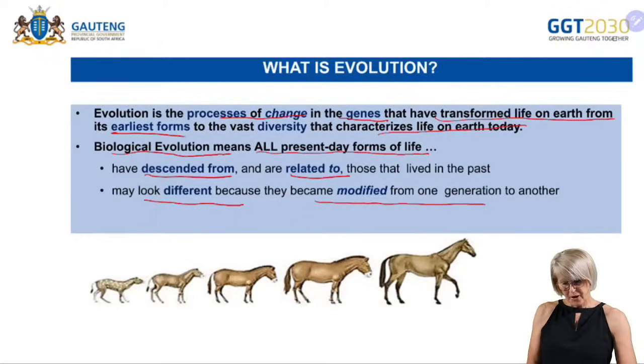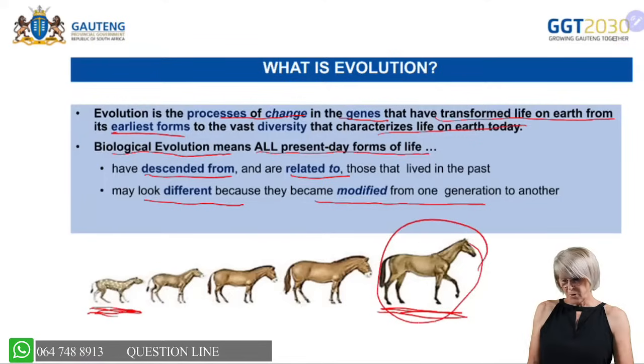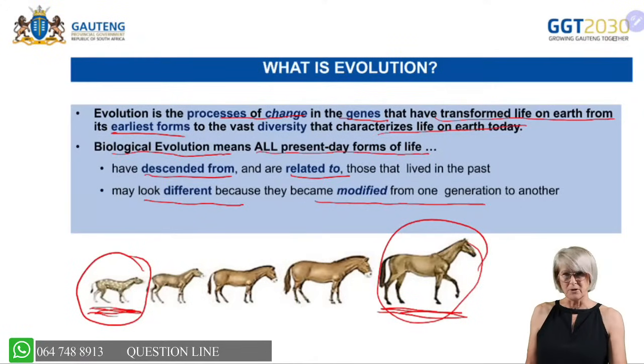So they may look different because they have become modified from one generation to the other. If we have a look at the diagram here, we can see the ancestral animal that was the common ancestor of the horse that we know today. You can see through the ages, as evolution has taken place, there are significant changes that have occurred. So we know this as the modern day horse, but this would be the ancestor that the horse evolved from.